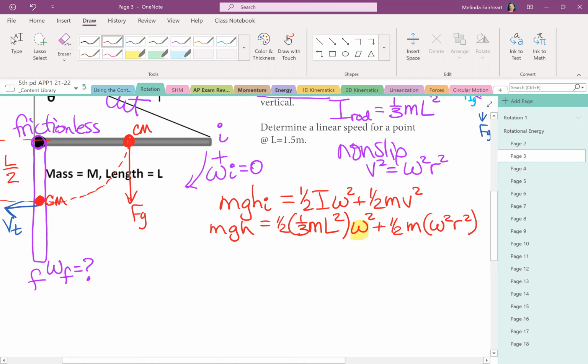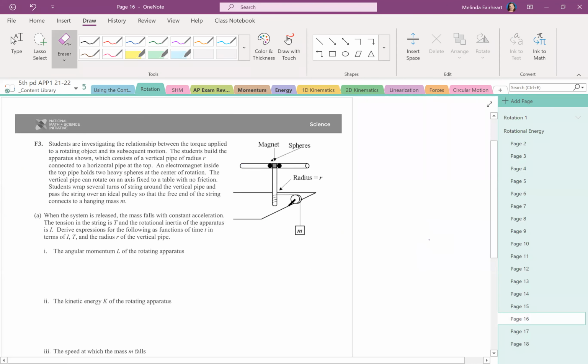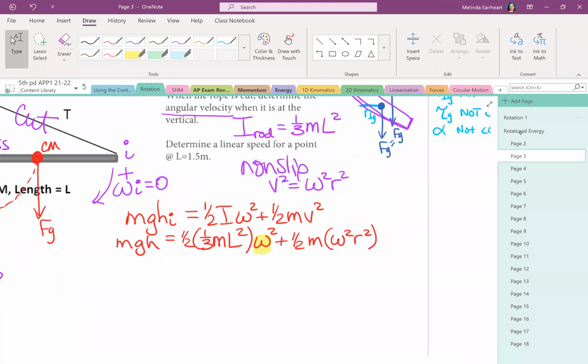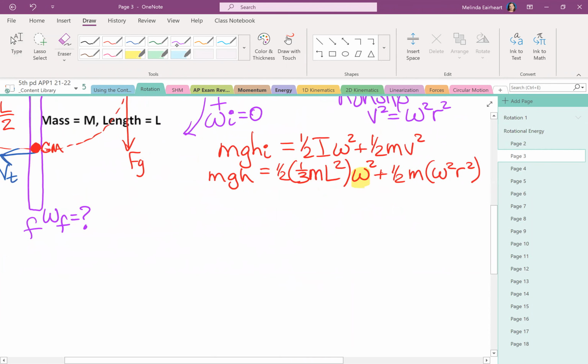What do we notice happens? R's don't cancel, but what does? M. You can cancel. Ooh, what happened there? Hold on. That was page 3. Okay. And so M's cancel. Even though they gave you the mass, you don't have to cancel, but you can.